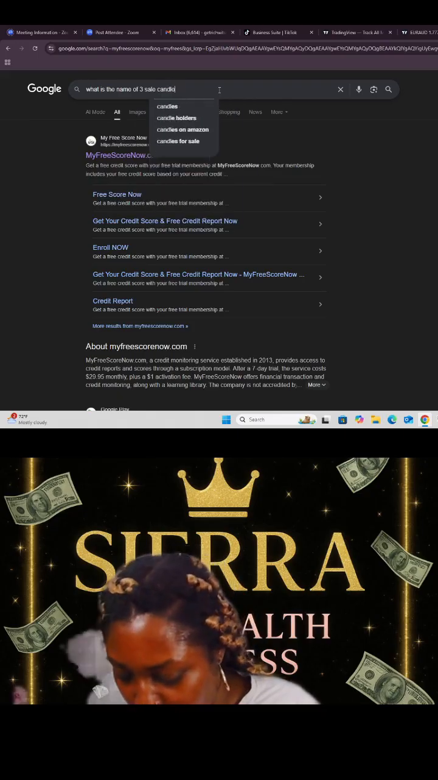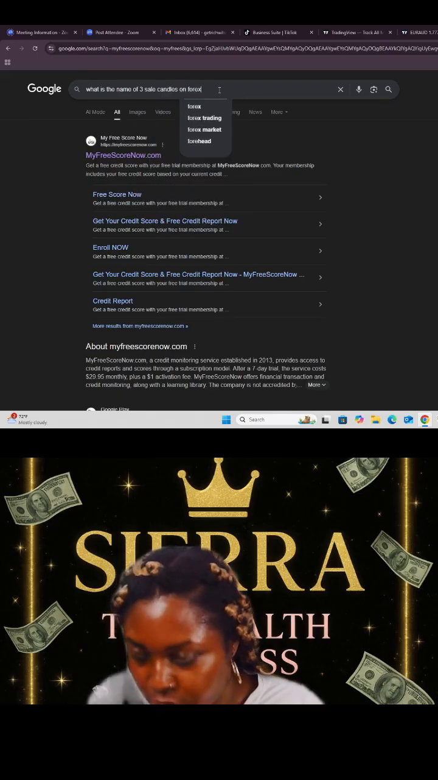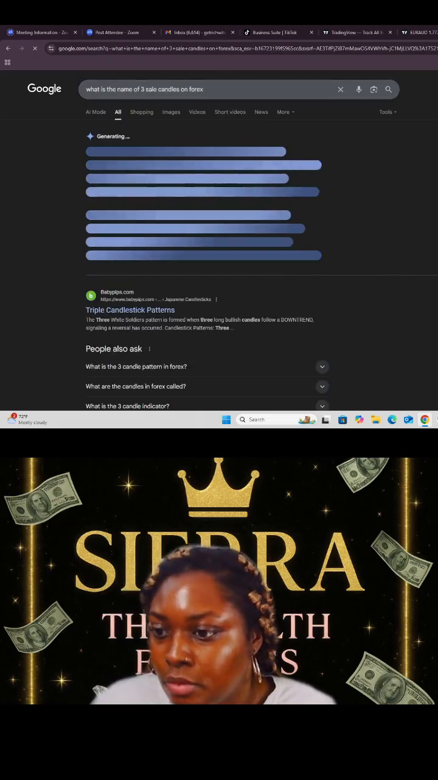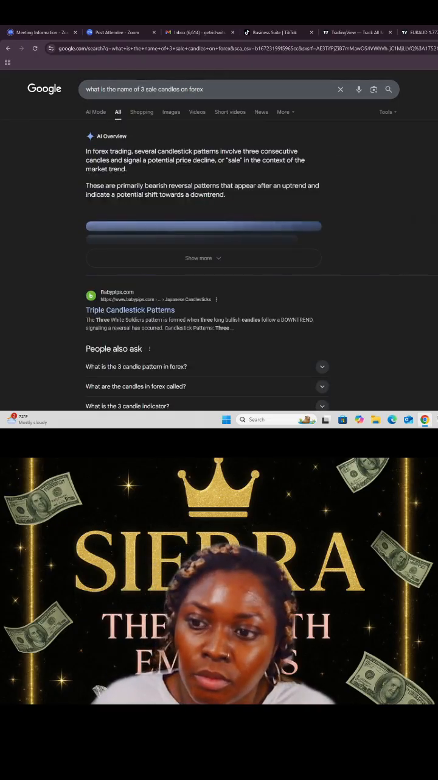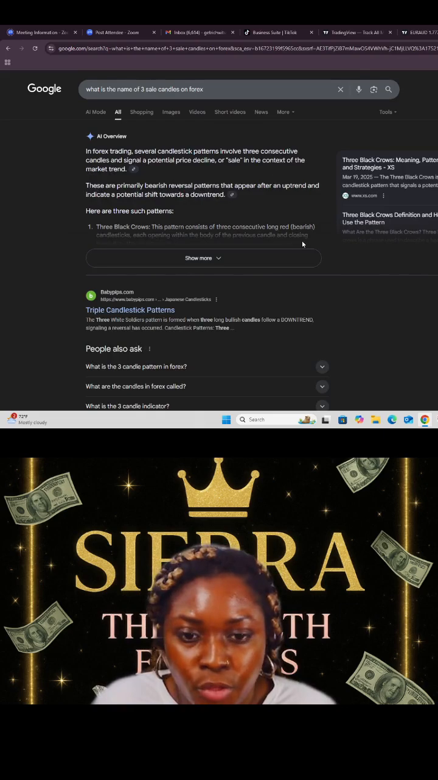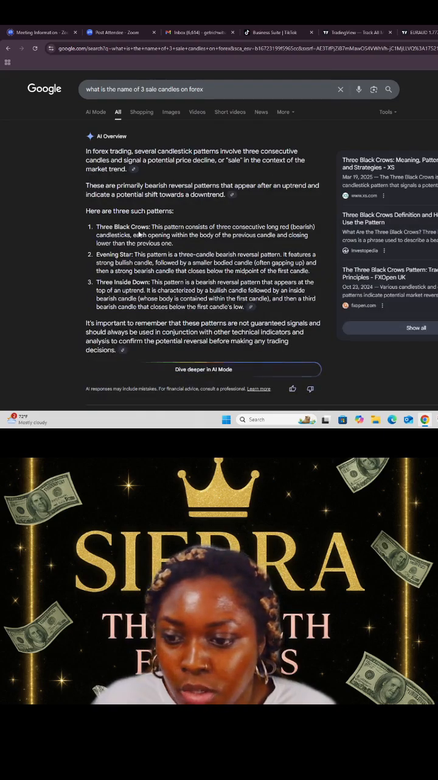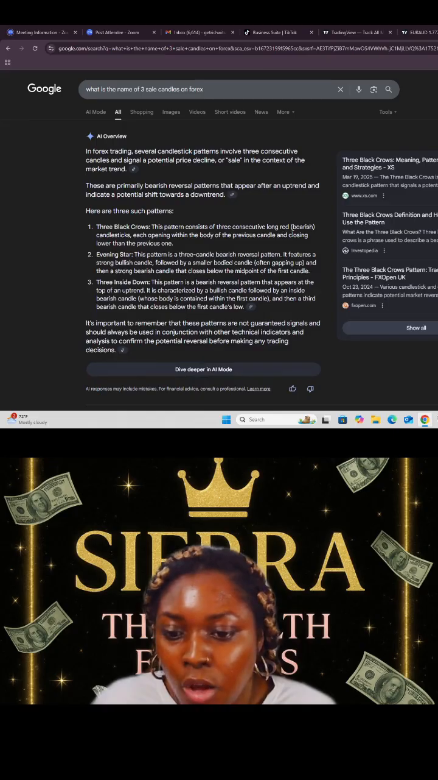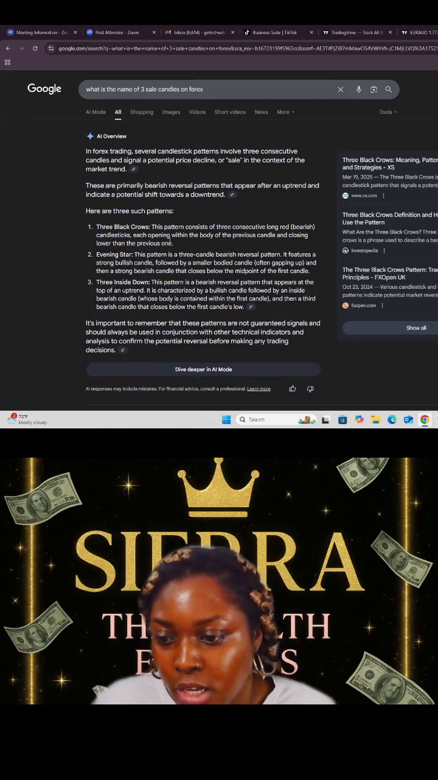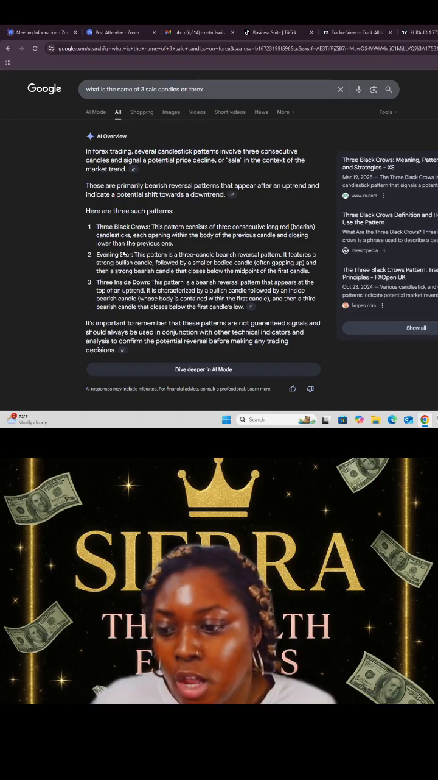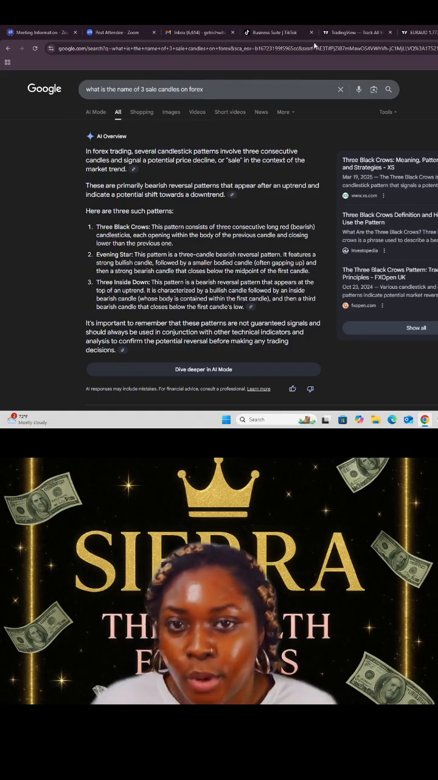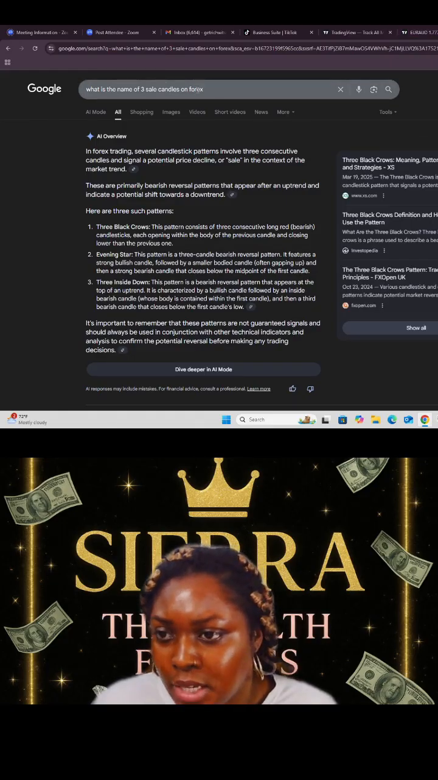And if I could spell the name. Three black crows. This pattern consists of three consecutive long red bearish candlesticks, each opening within the body of the previous candle and closing lower than the previous one. Okay, three black crows.